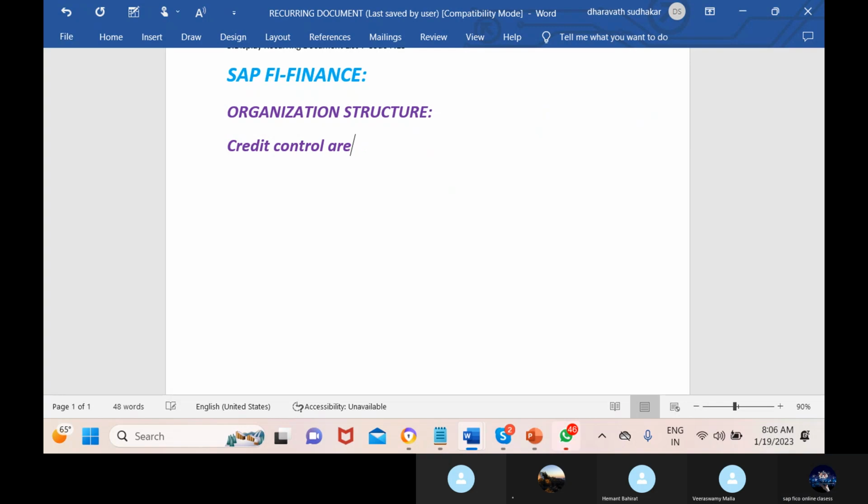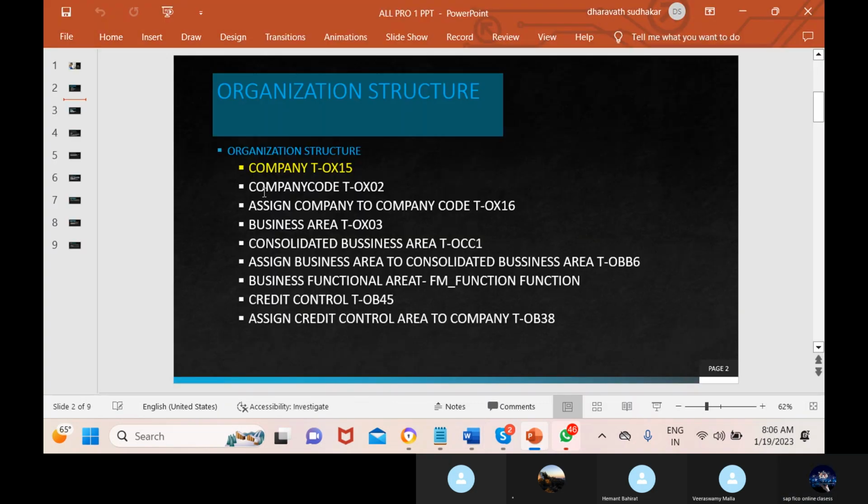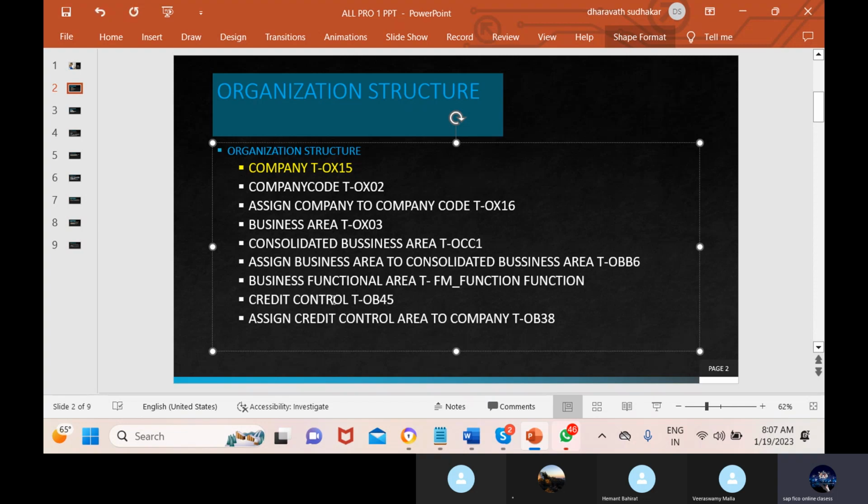Now check what the statements are. The organization structure: that is company code, and we'll assign company to company code. Then we'll define business area, then consolidated business area. Then we'll assign business area to consolidated business area. Then we'll define business functional area. Then we define credit control area. Then we'll assign credit control area to a company code.